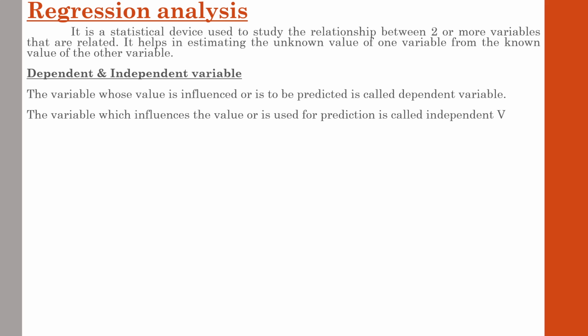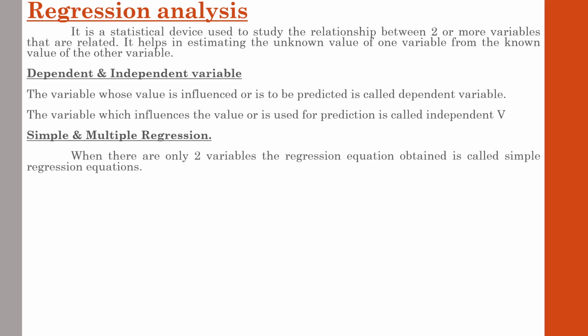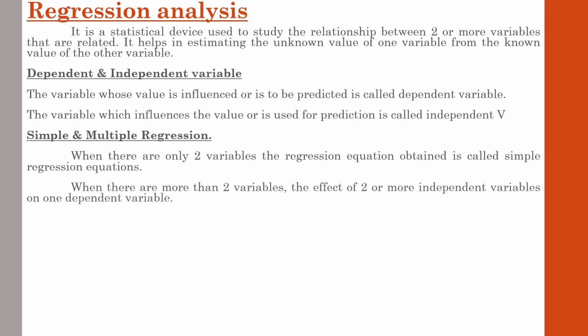So let us discuss some of the different types of regressions. Mainly simple and multiple regression. On the basis of the number of variables, regressions can be classified into simple and multiple regression. When there are only two variables, the regression equation obtained is called a simple regression equation.